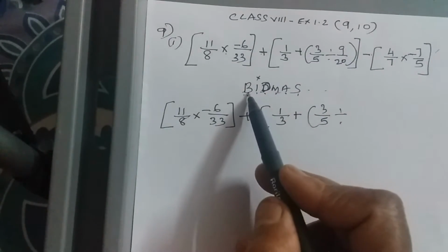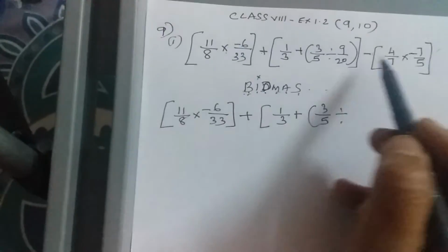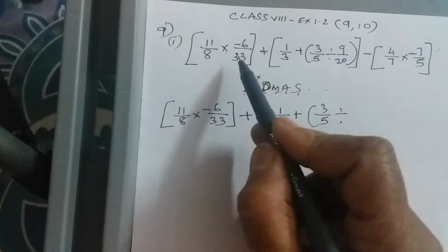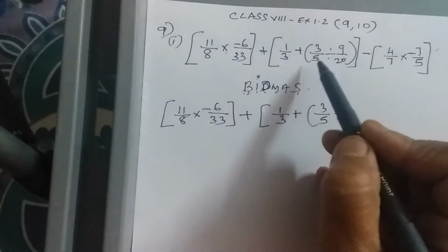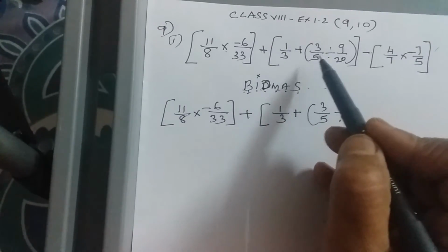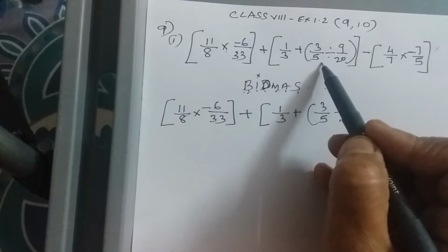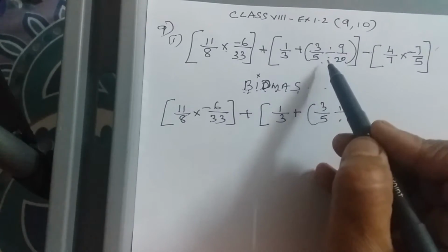So first is within the brackets. Here there are three brackets, the first bracket is separate, the second bracket is separate and the third bracket, so we can do all three brackets at a time. And if you see the second one, we have two brackets, one inside the other. In such cases, we have to do the innermost bracket first. Whichever is inside, that bracket has to be done first.